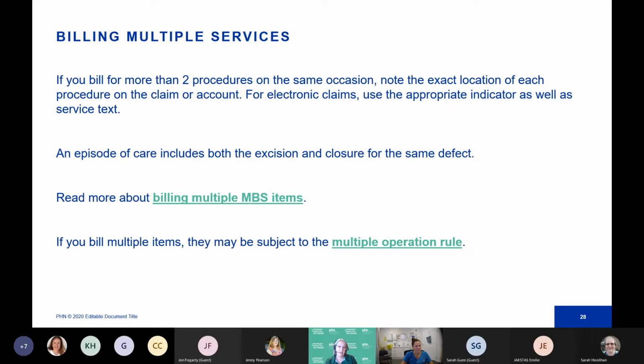An episode of care includes both the excision and the closure of the same defect, and this is true even when excision and closure are of separate attendances. I have put some links in there to read more about billing multiple MBS items, and also if you bill multiple items, they may be subject to the multiple operation rule. So there are some links there for you to have a read of.